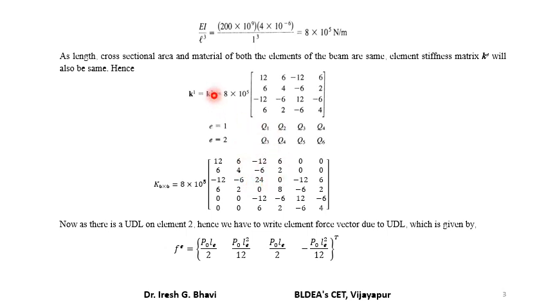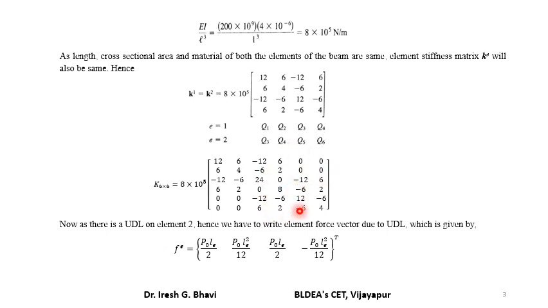Then for K2, the corresponding degrees of freedom are Q3, Q4, Q5, Q6. Hence you have to write down 3, 4, 5, 6 here and also 3, 4, 5, 6 here. So while considering K2, third row third column it is 12. Here third row third column already 12 was there, plus this 12 will become 24. Then third row fourth column it is 6, already minus 6 was there, plus 6 will become 0. Like this it continues.